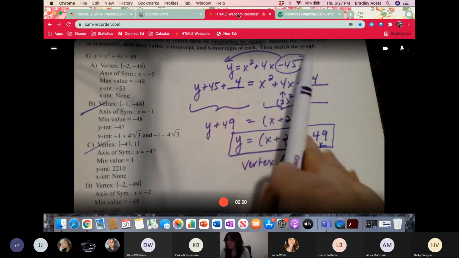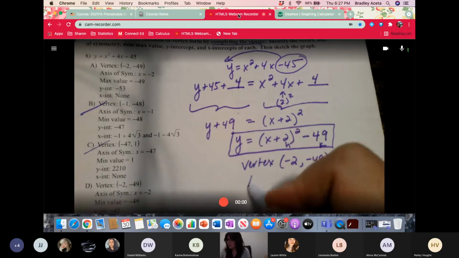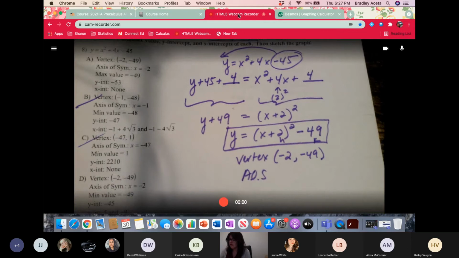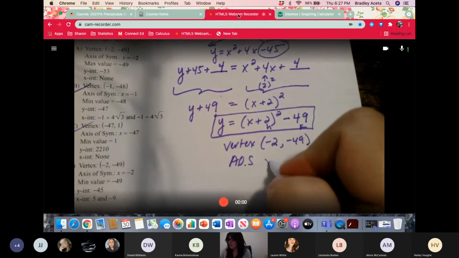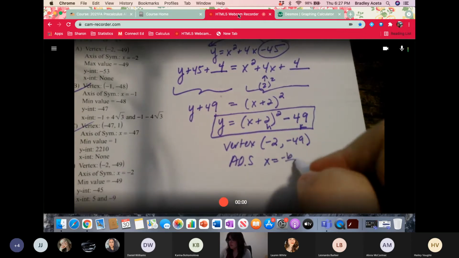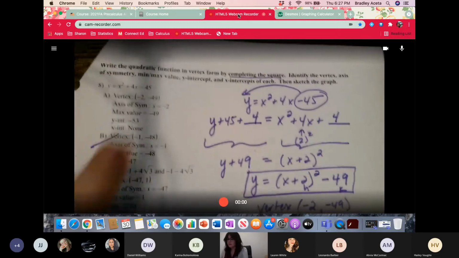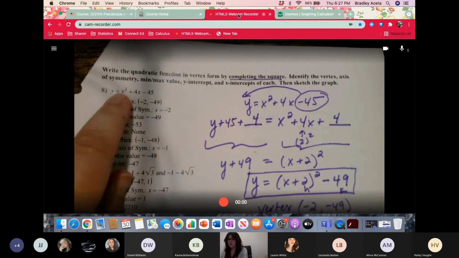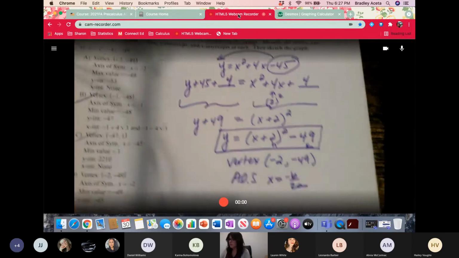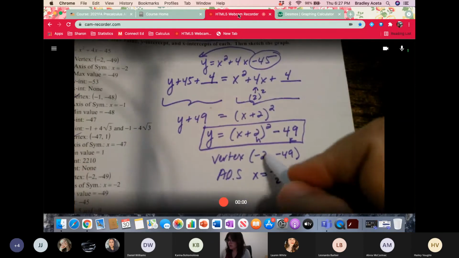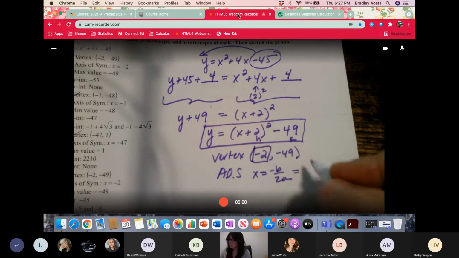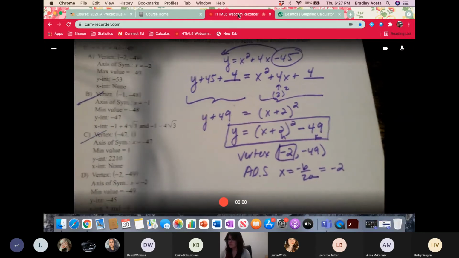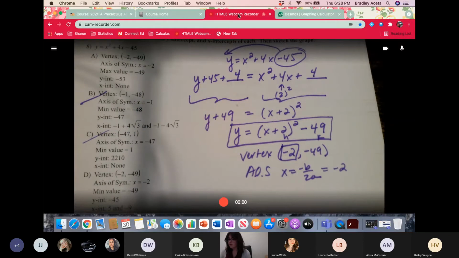Let's answer the other question. What was the axis of symmetry? If you know the vertex, you know the axis of symmetry. The axis of symmetry is equivalent to the equation x equals -b over 2a. So you could go up here and go, this is your A, this is your B, that's your C. But honestly, it's just that right there. x equals -2, that's your axis of symmetry. Well, they both have -2.